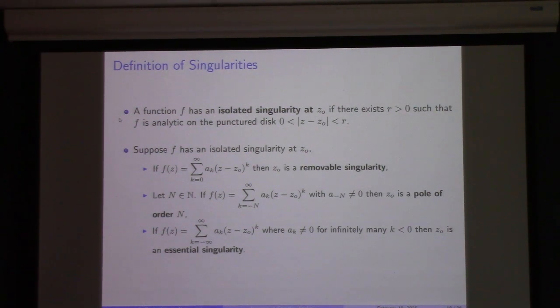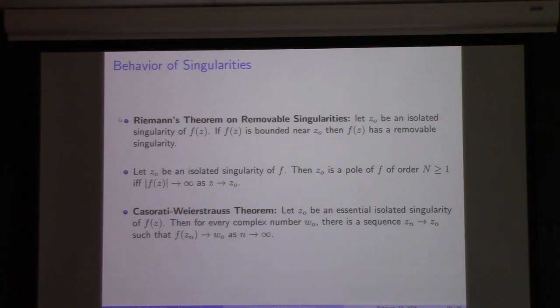There could be a finite number of reciprocal terms. This would be a pole of order n. Or there could be an infinite number of reciprocal terms in the Laurent expansion. That would be what's called an essential singularity. These three cases behave radically differently. You can identify them from the behavior.